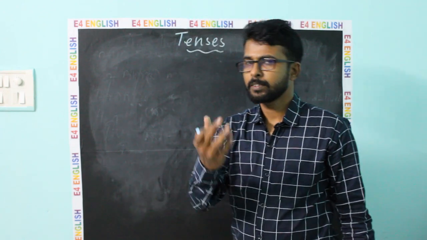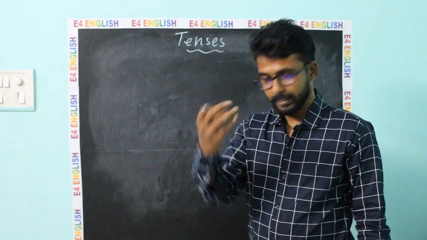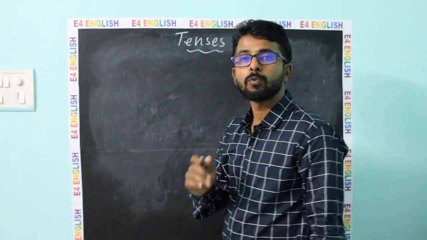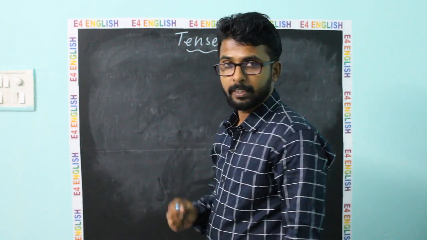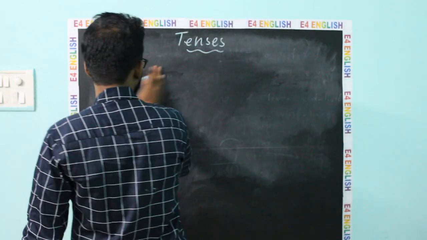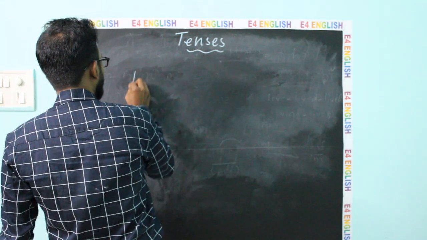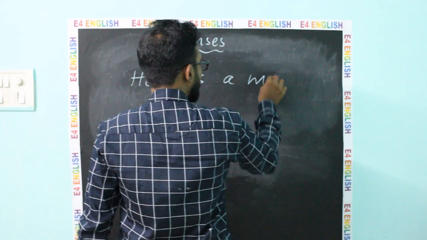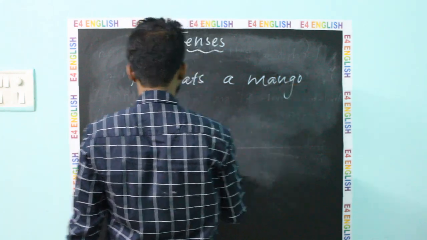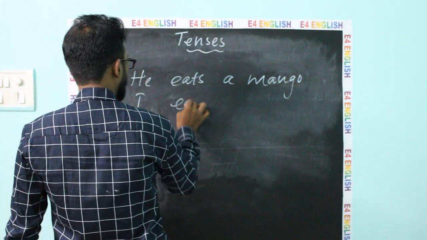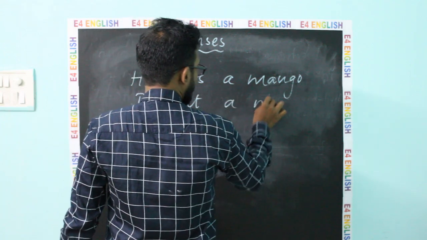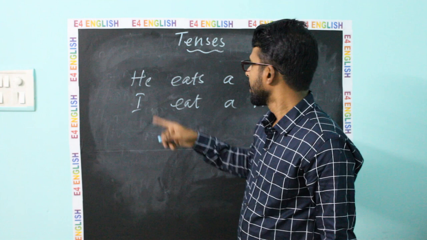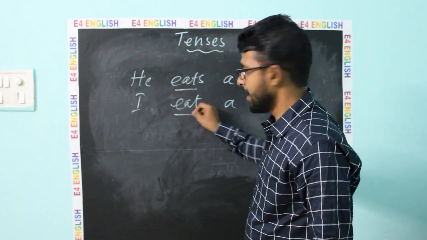In a previous video also I have already discussed this, but I am going to discuss the same topic once again. This is about 7 subjects. There are 7 subjects in English, right? So here you can see: he eats a mango. I eat a mango. Okay, you see here, he eats, I eat.